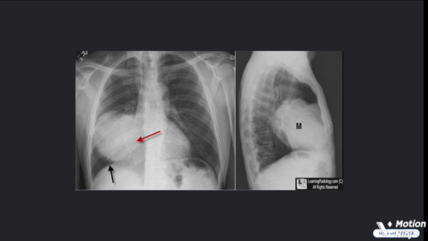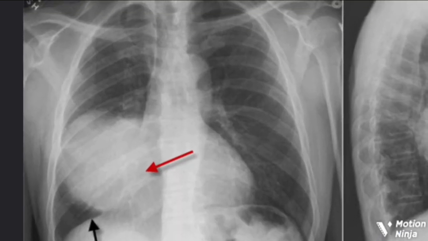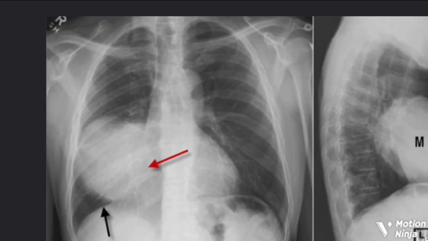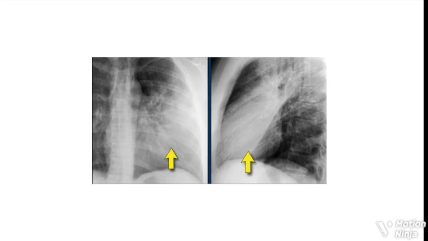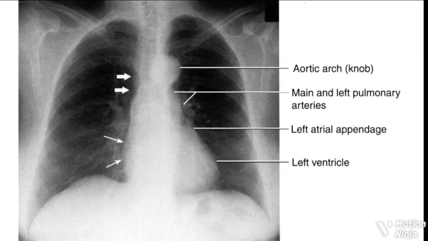So here you can see that the right border of the heart is not clearly seen. So that means the right middle lobe is involved. Likewise, here the left border of the heart is not clearly seen. So the lingula is involved.